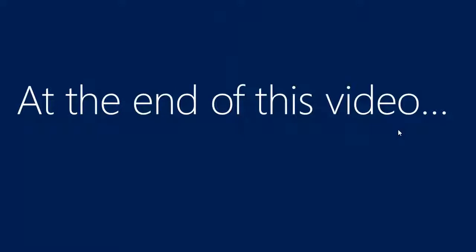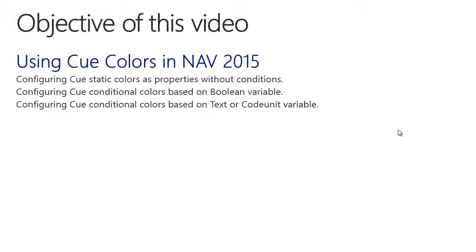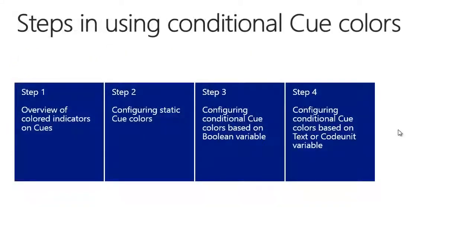At the end of this video, you will learn how you can configure different colors on the upper border of queue tiles. We can configure queue static colors as properties without conditions, but we can also configure queue conditional colors based on boolean, text or code unit variable. As you can see, I will enable this scenario in 4 following steps.